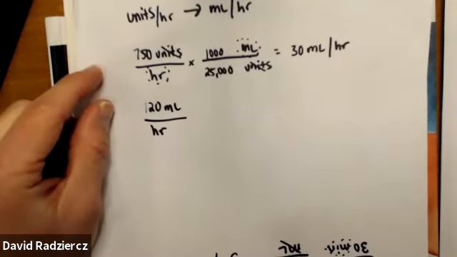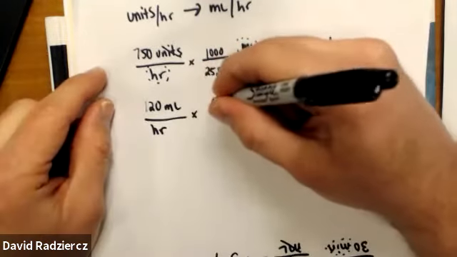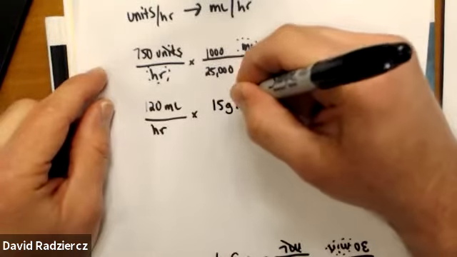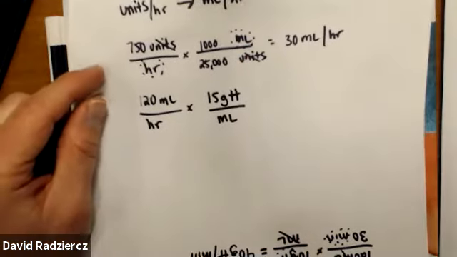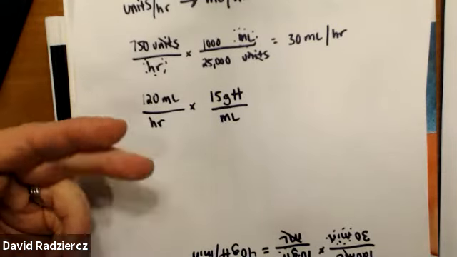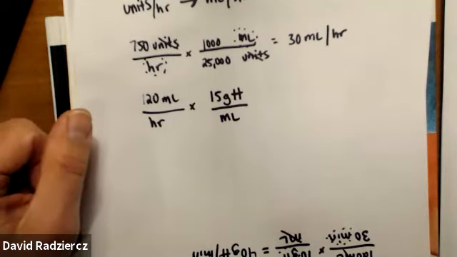And my drop factor is 15. That's all I need to solve this problem. Anything else is just extra information. And sometimes that's how you know that you have extra information, is because you don't need it to solve what it is that you're trying to solve.